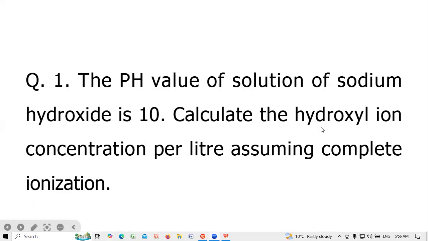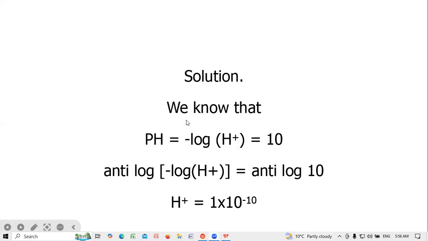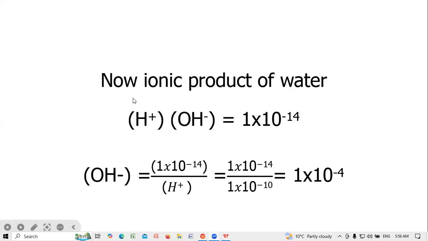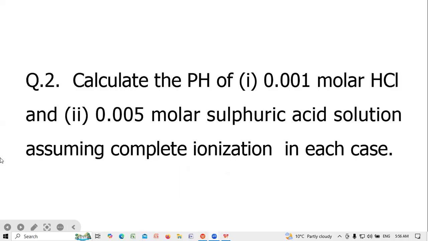The pH value of a solution of sodium hydroxide is 10. Calculate the hydroxyl ion concentration per liter assuming complete ionization. We know that pH equals minus log H plus. So H plus equals 1 into 10 to the power minus 10. Now the ionic product of water, hydrogen ion times hydroxide ion, equals 1 into 10 to the power minus 14. So hydroxide ion equals 1 into 10 to the power minus 4.